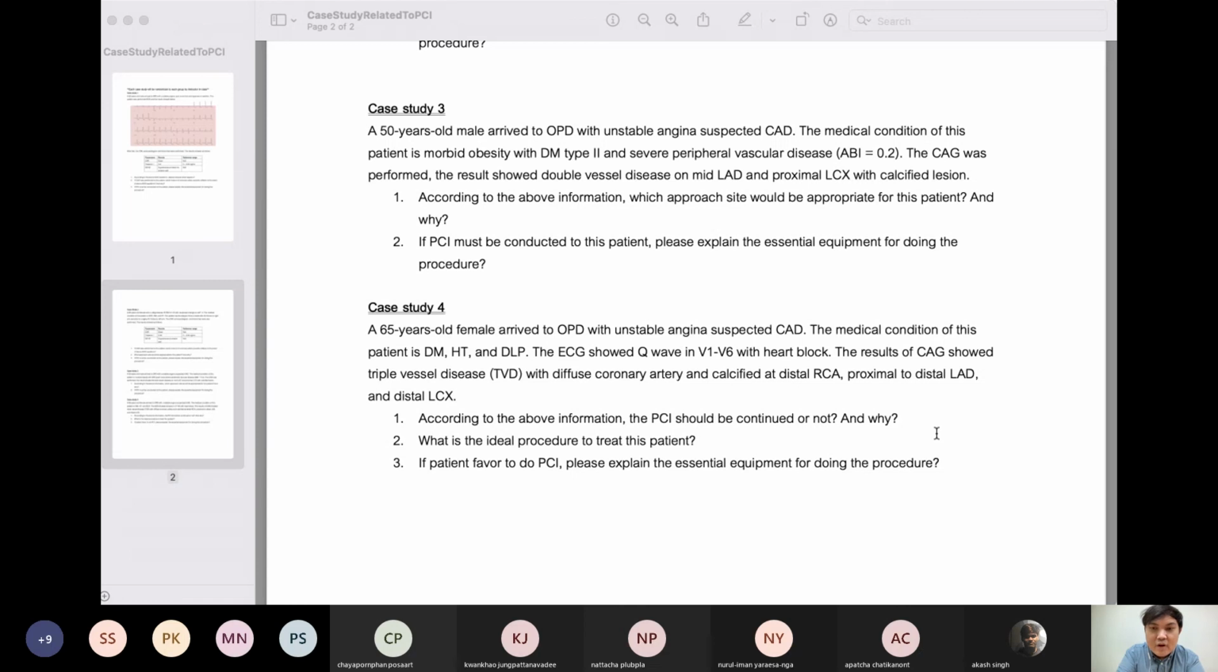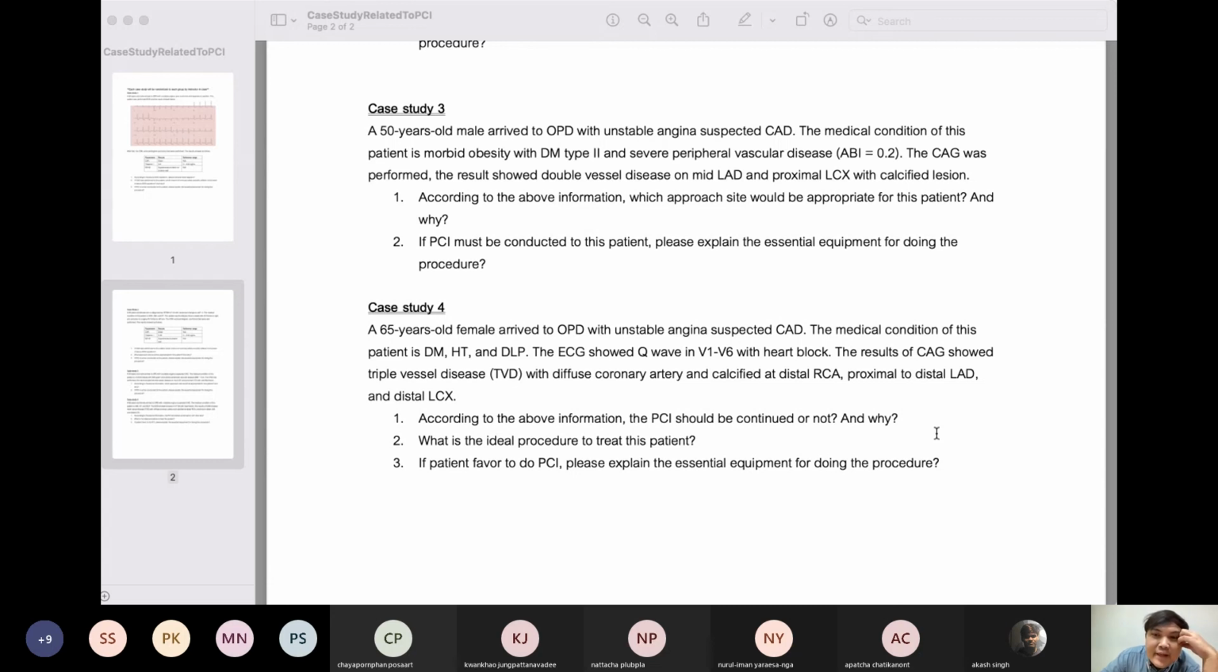Alright, for the case studies, I would like to announce which case study belongs to each group. Case study 1 belongs to group 4, case study 2 belongs to group 3, case study 4 belongs to group 1, and case study 3 belongs to group 2.